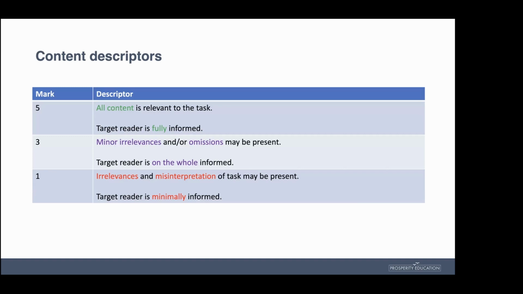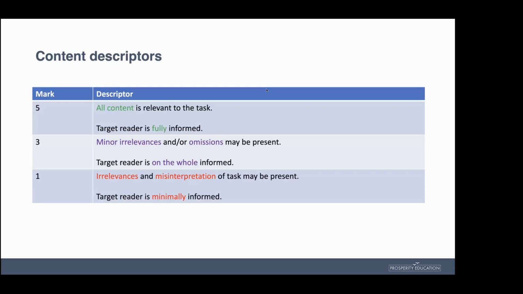The person reading the review would have all of those pieces of information. For 3, there could be something missing or some of the content may be irrelevant. Target reader is on the whole informed. For a mark of 1, the student might have misinterpreted the task or there may be a lot of irrelevant material. Therefore, the person reading the review wouldn't really have the information they were expecting.